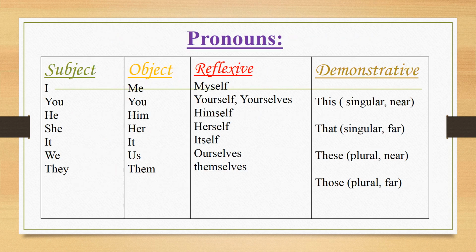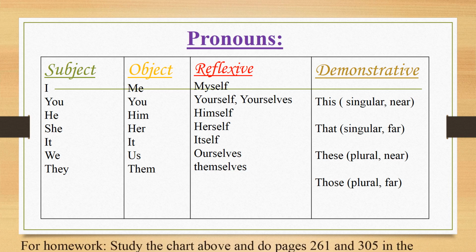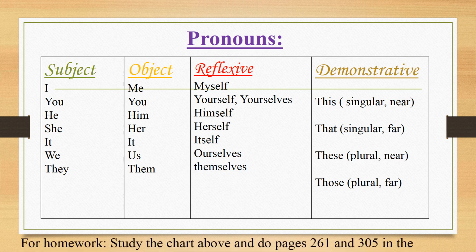Now let's look at the 4 kinds of pronouns we learned today: subject, object, reflexive, and demonstrative pronouns. Notice how the subject, object, and reflexive are somehow similar. For homework, study the chart above very carefully and do pages 261 and 305 in the notebook.